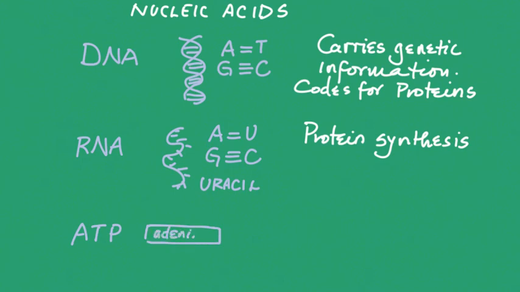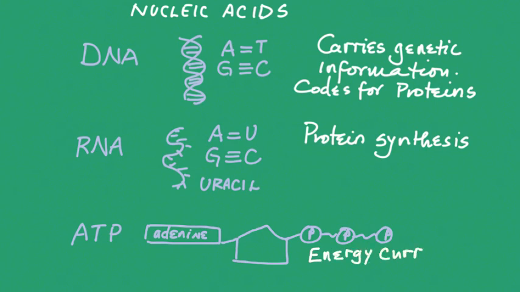The third class is ATP, which is short for adenosine triphosphate. We have an adenine group, a ribose, the adenosine, so ribose is the sugar, and the triphosphate, which stands for 3 phosphates with high energy bonds between them. The main function of ATP is to act as the energy currency of the cell.